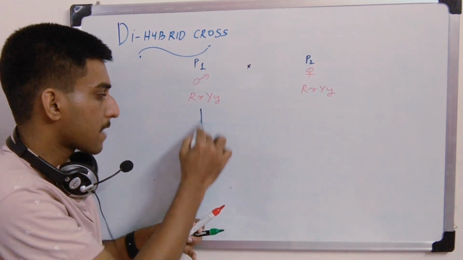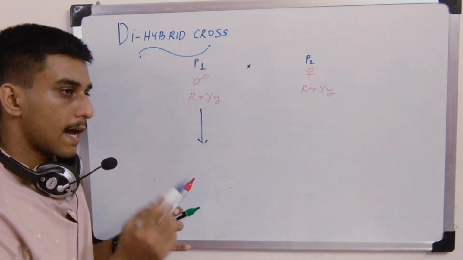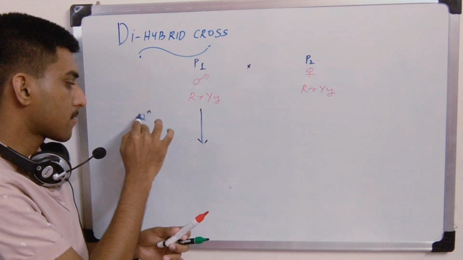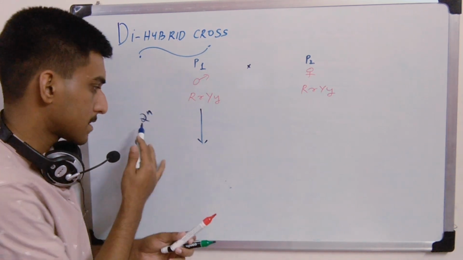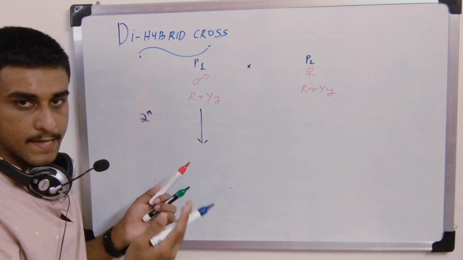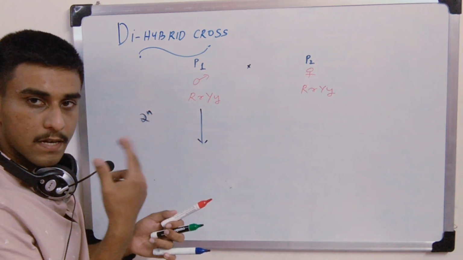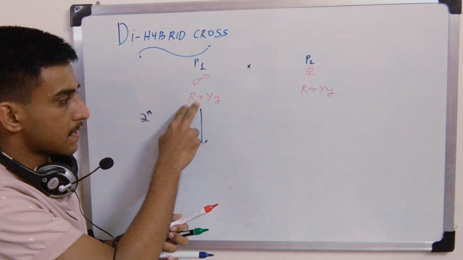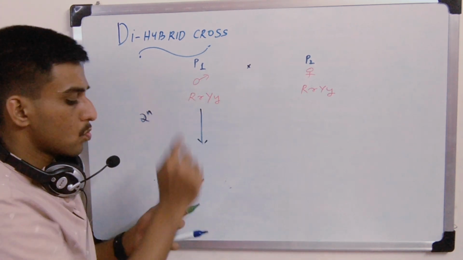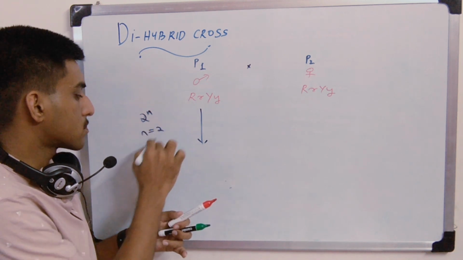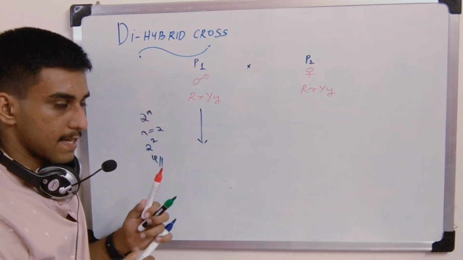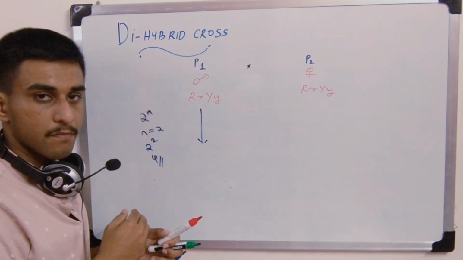So here, how many types of gametes will be formed? We can find the type of gamete by the equation 2 raised to n. How is this formed? It is pure mathematics, right? So type of gamete is 2 raised to n, where n means the number of heterozygous genes. So how many heterozygous genes are here? 1, 2, right? So here 2 heterozygous genes, which means n is equal to 2. So 2 raised to 2 means 4. Which means that 4 types of gametes can be formed.